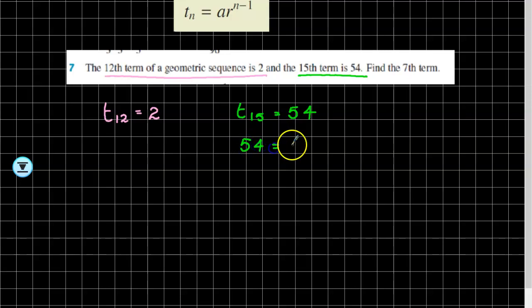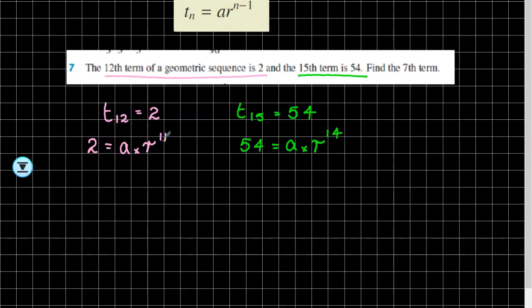get 54 equals A times the ratio, which we don't know, 15 take 1, so we say it's to the power of 14. Is this coming back to us a little bit? And for this one, we're going to do exactly the same thing. So 2 is our term. A, we don't know. We still don't know the ratio. N is your 12, so 12 take 1 is 11.